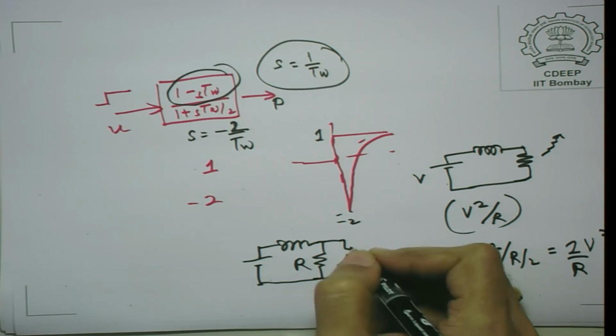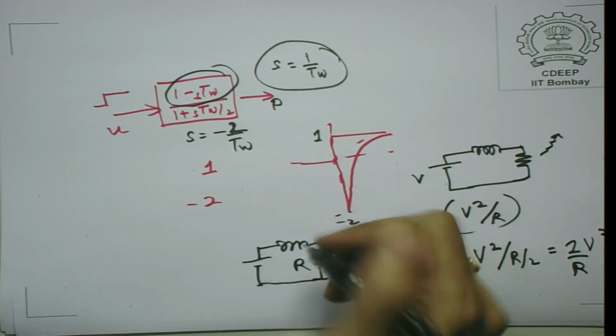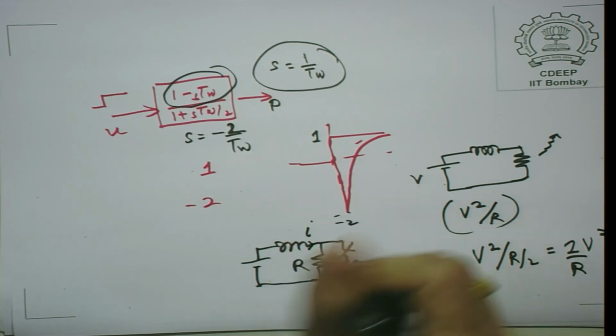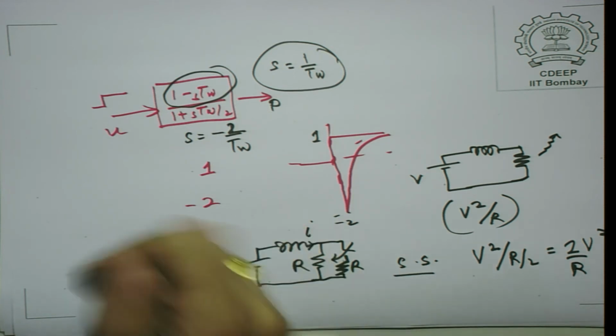Okay. But the instant I connect this, in fact, as soon as I connect it, the current here does not change because we have got an inductor here. Okay. Because there is an inductor, current remains the same. What is the current?